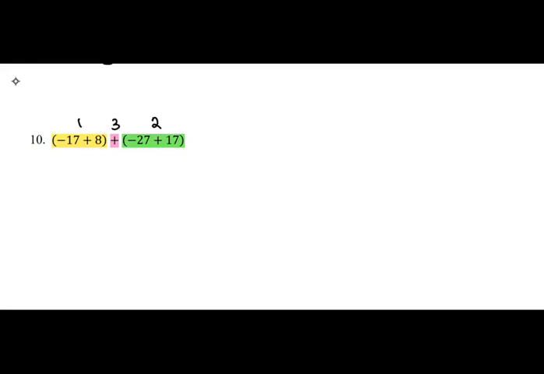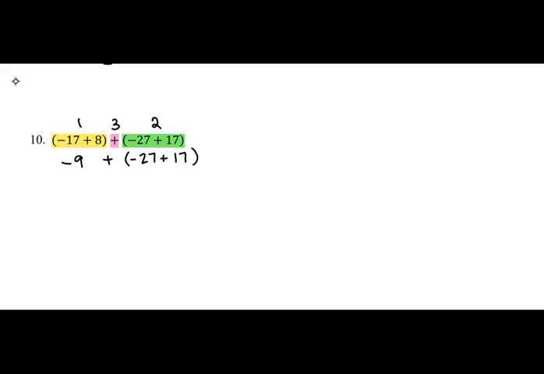So let's look at negative 17 plus 8. Go through your steps. They have different signs, which means you need to look at the values. 17 is greater than 8, so the answer is going to be negative. 17 minus 8 gives you 9. So from step 1, we got negative 9, plus negative 27 plus 17.